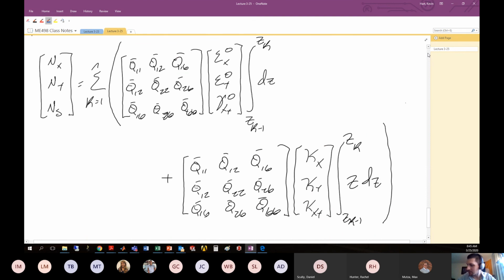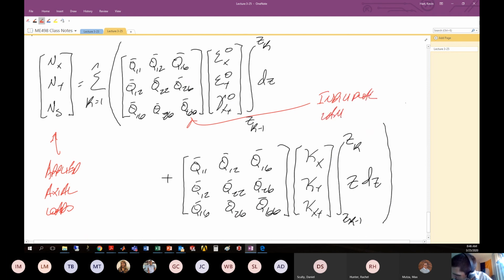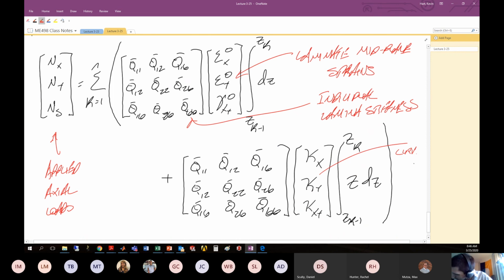Okay? So this is relating applied axial loads to individual lamina stiffness, which you all know how to calculate, and global laminate midplane strains and curvatures. All right. So a little bit cleaner form.